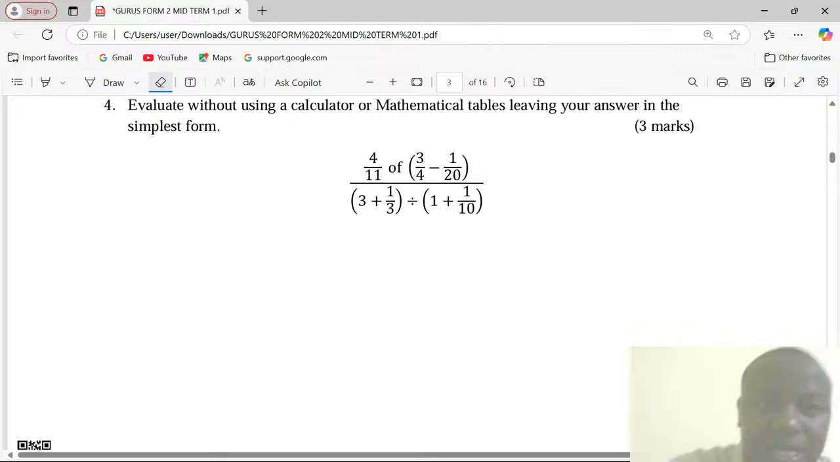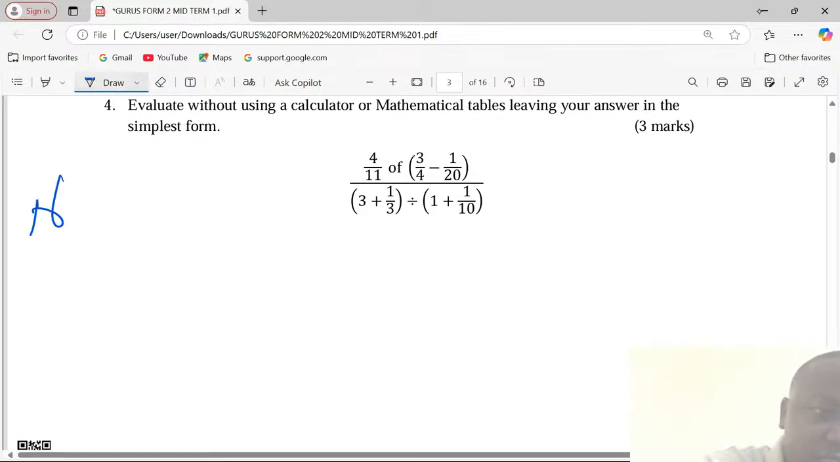Look at this. I have to begin by working out what is in the numerator. So in the numerator, I begin with whatever is in the bracket. Remember, we are following BODMAS.